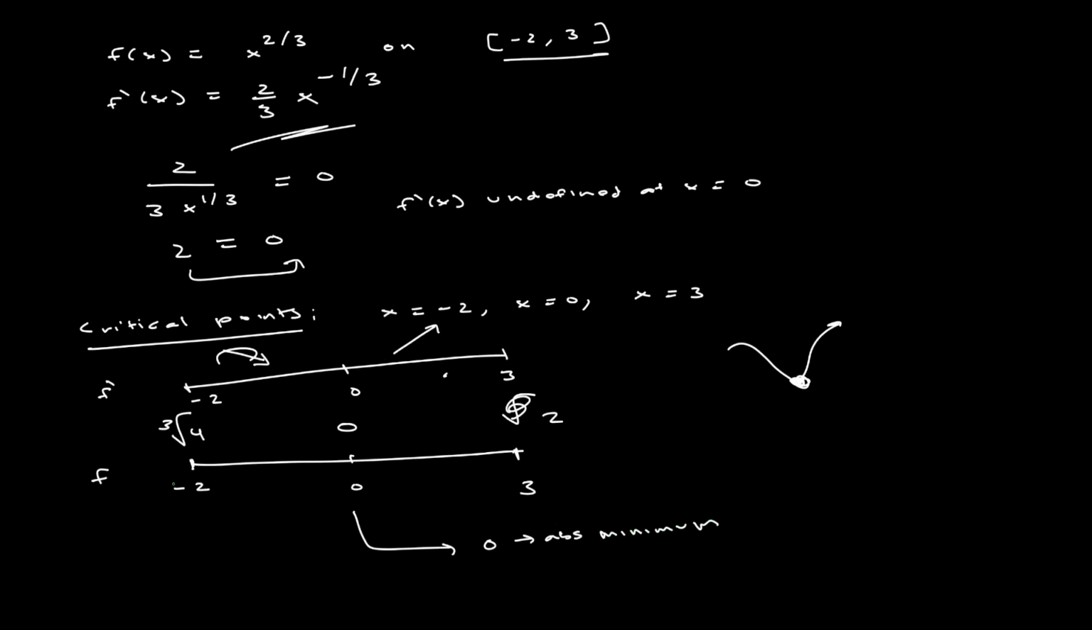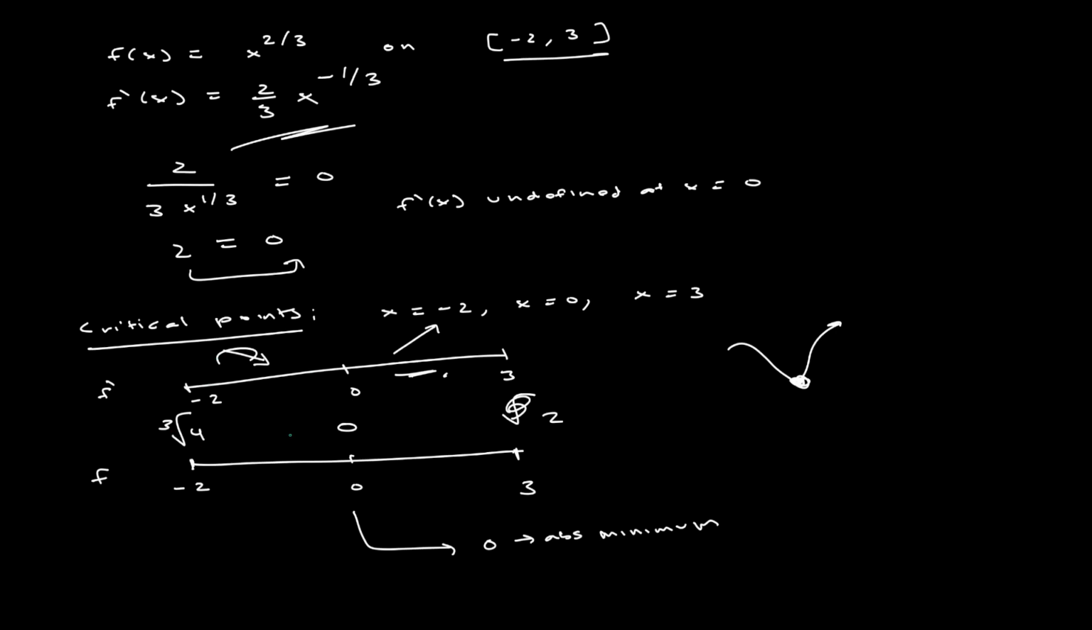Now we have to look at these last two critical points. We know that at the endpoint, like before the endpoint at 3, our function was increasing. And so that must mean that whatever value we have to the left of 3 is less than what we have at 3. So that must mean that this is some sort of maximum. And then similarly, to the right of -2, our function is decreasing as well. And so this is also some sort of maximum.